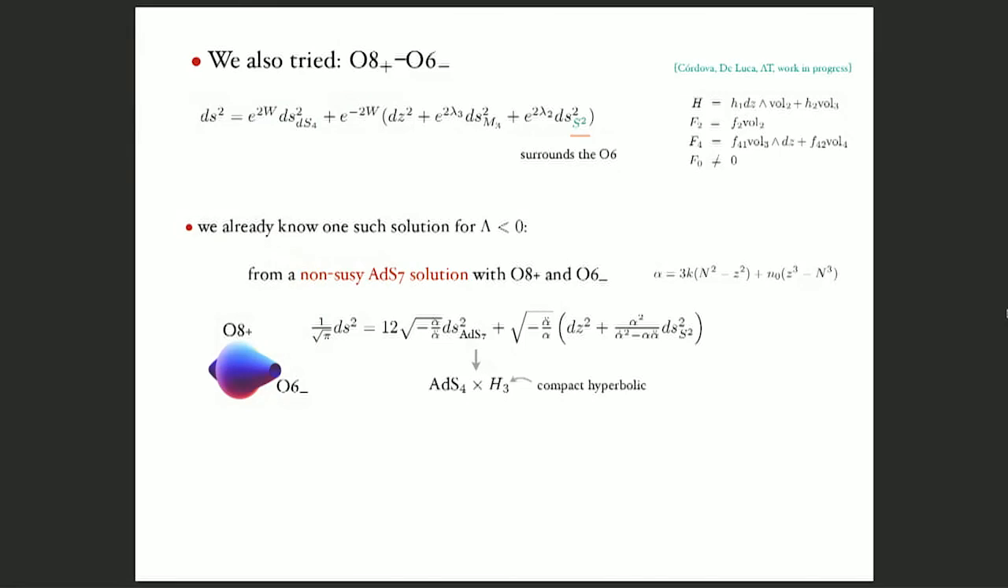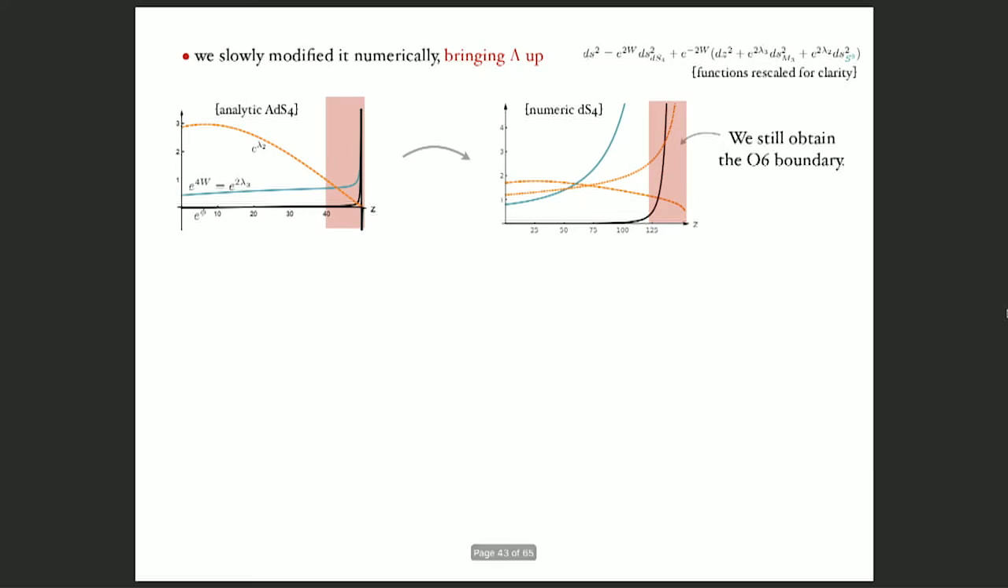We started from this analytic solution, and we started bringing numerically lambda up, slowly, until we finally managed to make it positive without losing the same behavior that we had here. Remember, I recognized the solution with the O6 in the AdS7 case by the fact that I hit the boundary of the hole. And this we can still do for these models. Now, is that enough to claim victory?